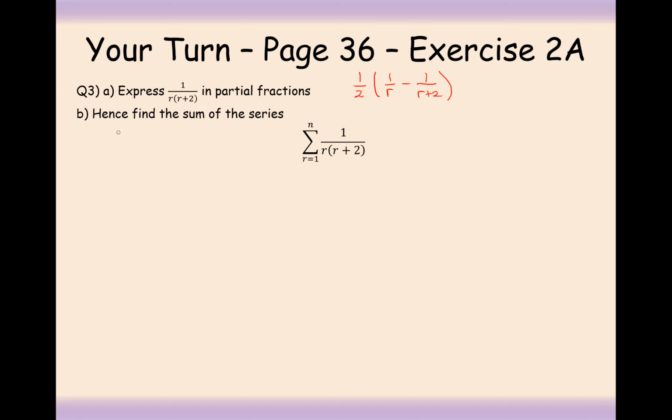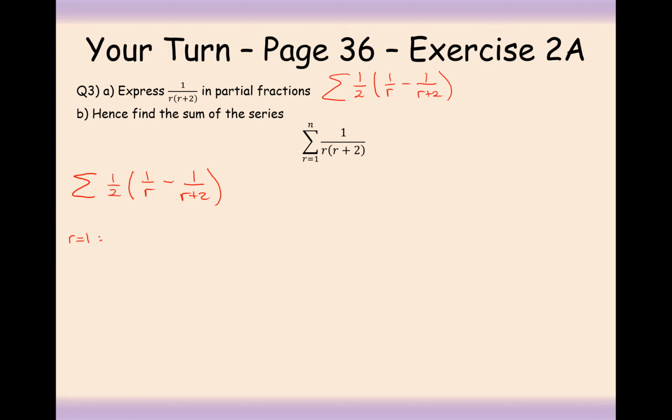So now we're going to find the sum of the series for this thing here. Well, if this thing that we're summating is equal to this thing here, then the series of this is going to be equal to the series of this. So the summation of 1 over 2 times 1 over r minus 1 over r plus 2. Let's substitute in r equals 1 first.